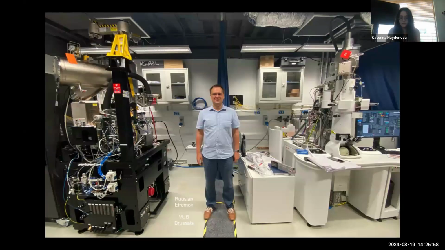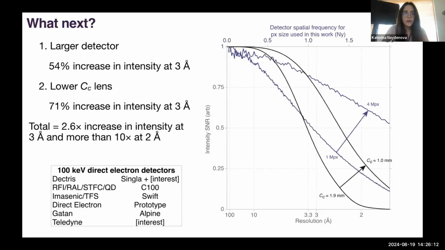So now there is a variety of these instruments. You can have the JEOL instrument, you can have the Thermo Fisher instrument, you have a choice of detectors. They all operate at 100 keV, and really we expect that in the next few years this is going to take off. There's still things that can be improved.